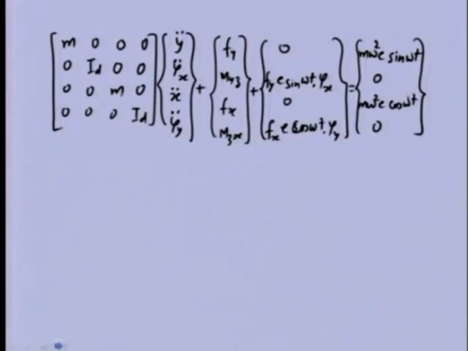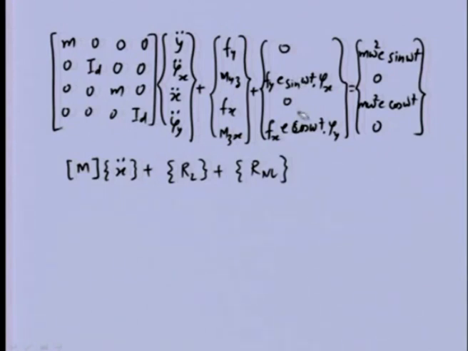Okay. Now, once we have these equations in matrix form, this can still be written as a reaction linear plus a reaction nonlinear term. We will see how these terms are nonlinear subsequently, once we obtain f x and m y z in terms of the linear and angular displacements, and this is equal to the unbalanced force.